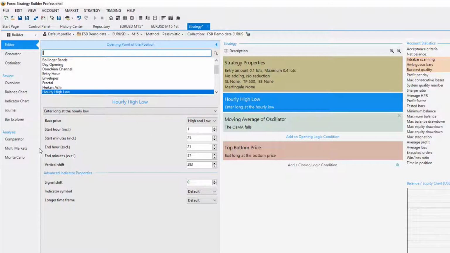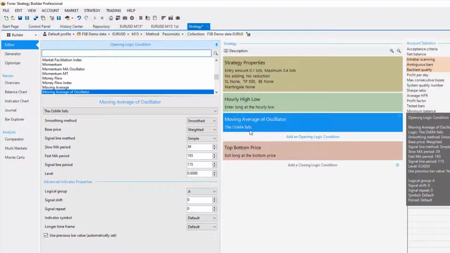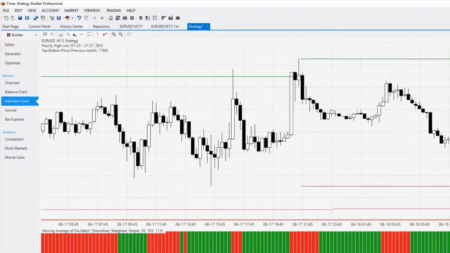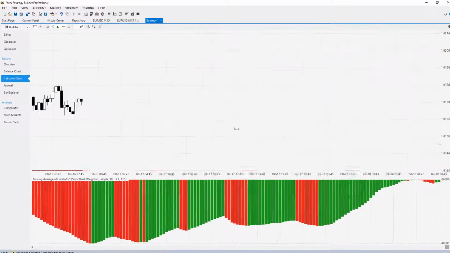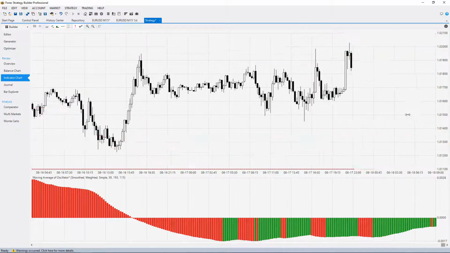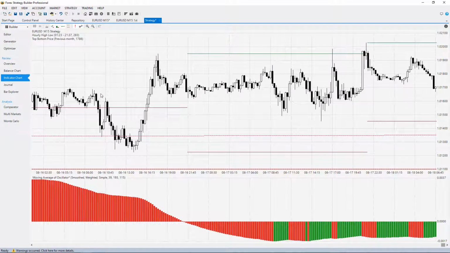Starting hour is 1, start minute is 23, end hour is 21, and end minute 37. Okay, we have a vertical shift as well, and we have the moving average of oscillator, with the rule that the indicator should fall at the same time. So the idea in this strategy is that we should buy when the price is cheaper, and we should sell when the price is more expensive. Let me give you an idea looking at the chart.